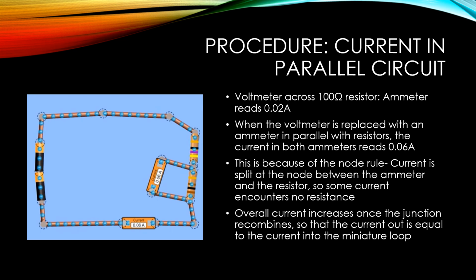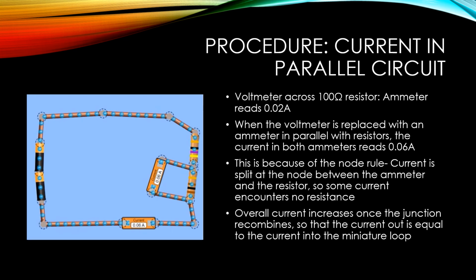For the procedure for the current in the parallel circuit, the voltmeter across the 100 ohm resistor is an ammeter that reads 0.02 A, and when the voltmeter is replaced with an ammeter in parallel with the resistors, the current in both ammeters reads 0.06 A. This is because of the node rule. The current in is split at the node between the ammeter and the resistor, so some current encounters no resistance. Overall current increases once the junction recombines so that the current out is equal to the current into the miniature loop.